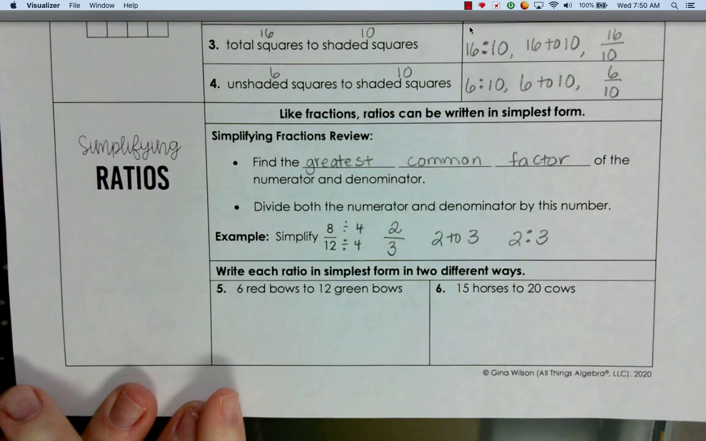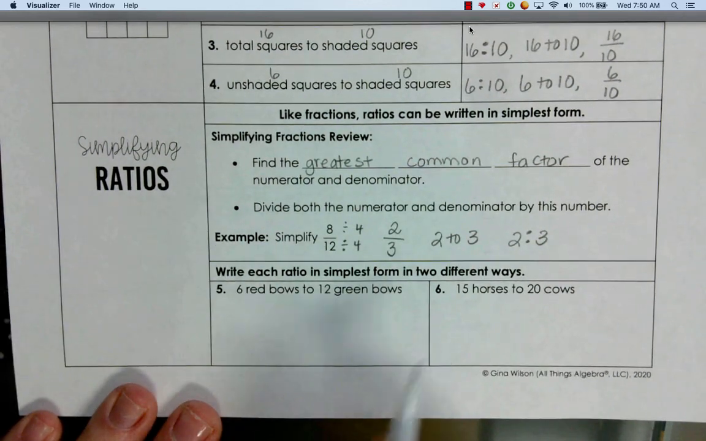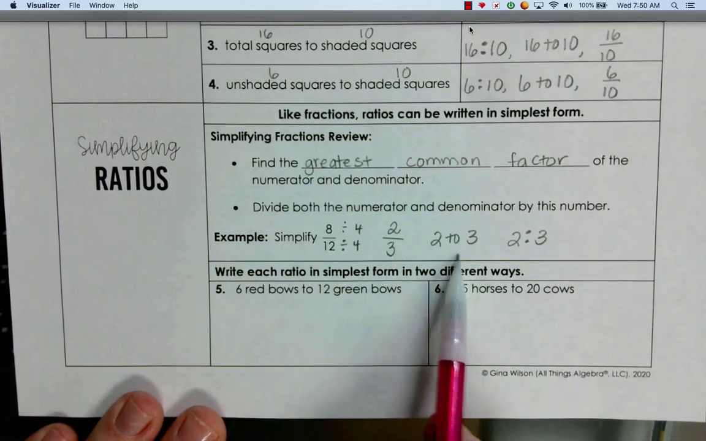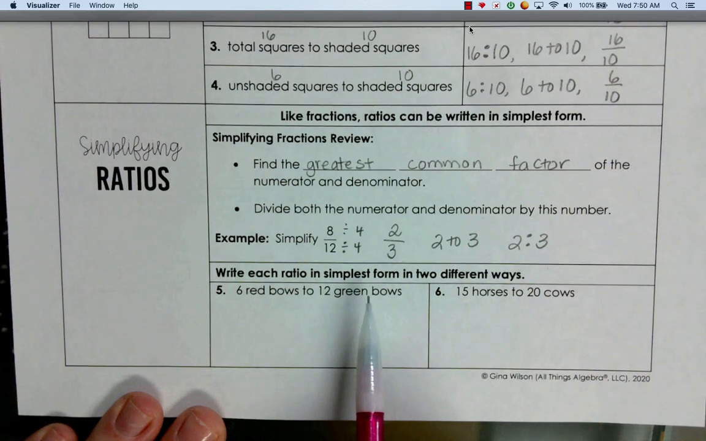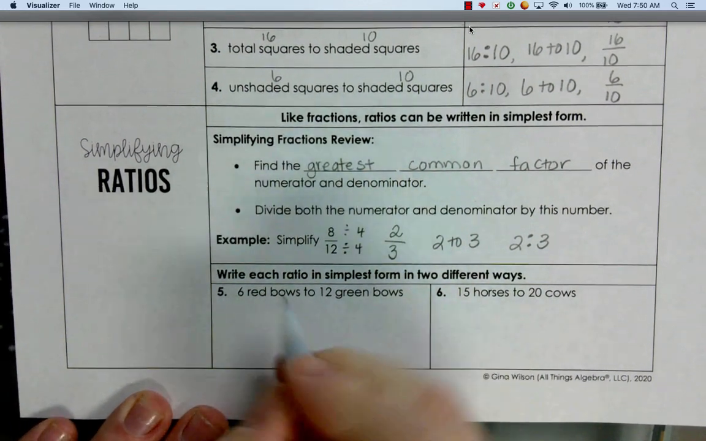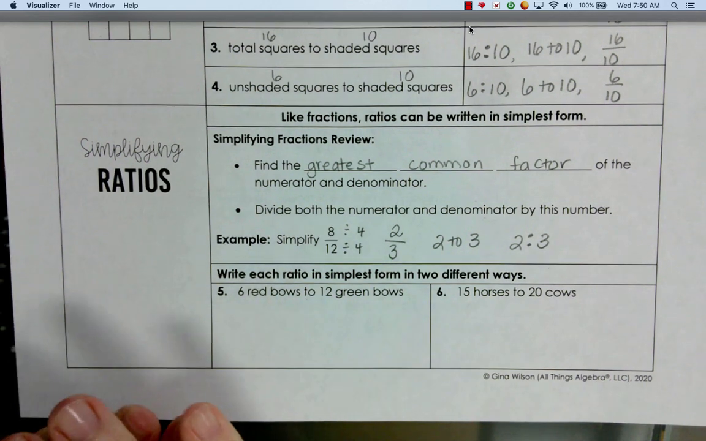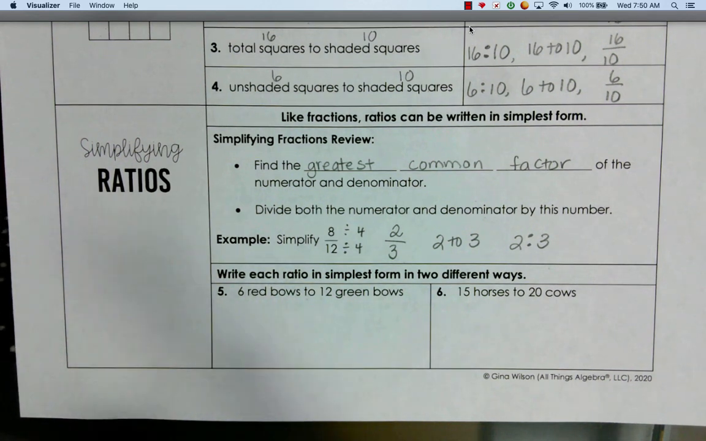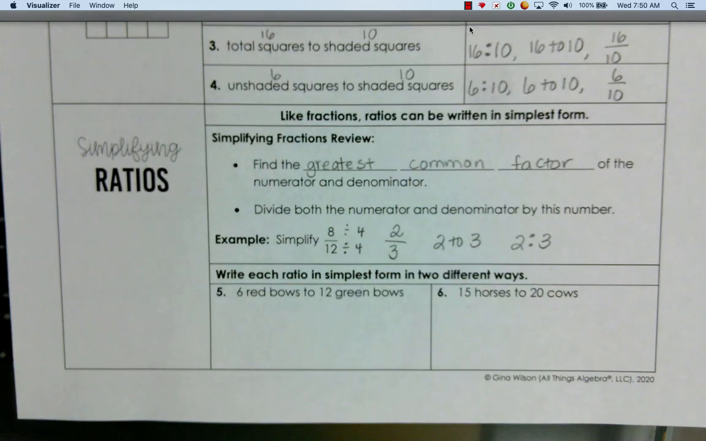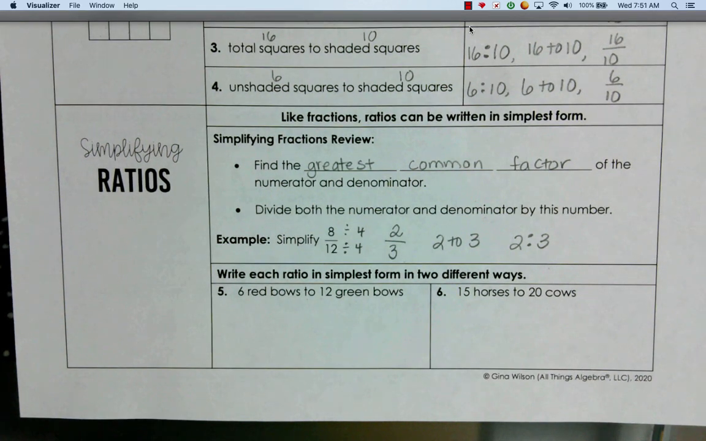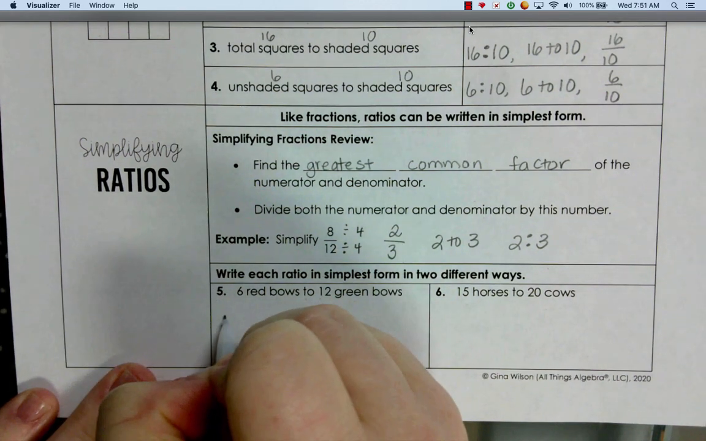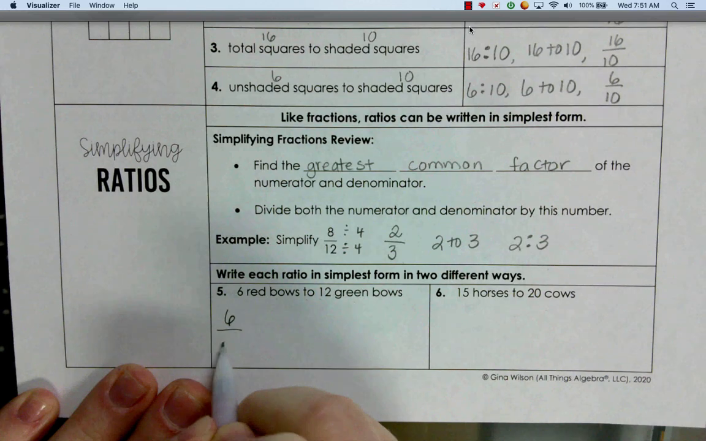Okay, so now we're going to do, again, writing each ratio in simplest form in 2 different ways. You only have to choose 2. So I have 6 red bows to 12 green bows. Now, please understand, when you are writing ratios, the first number in your comparison is going to be your numerator, whether you use fraction form or any of your forms. So I have 6. I'm going to write in fraction form 6 to 12.